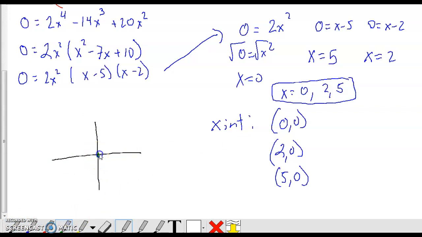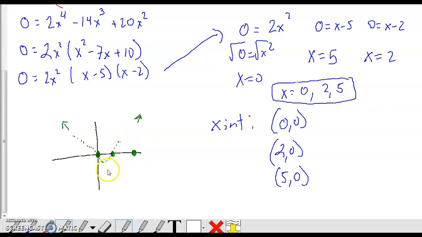(0, 0) would be right about here. (2, 0) would probably be here. (5, 0) might be right there, right? If I look at the original problem, it's even, so I know that it's going to be opening upward. And so I want to figure out how I am going to go through all of these points. I've got to be able to maybe go through a 0 and go through this point, and then something needs to happen here.